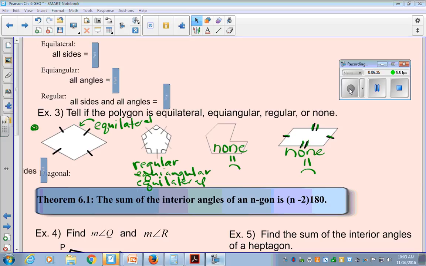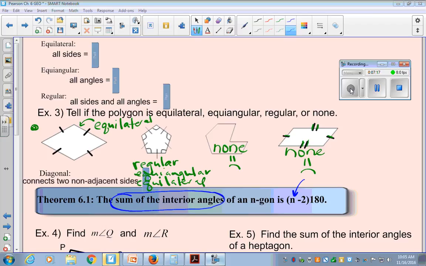So a diagonal, just put it in a place where it doesn't, like in the blues. There we go. Connect two non-adjacent sides. So a diagonal goes through the center from one side to the other, non-adjacent sides. So theorem 6.1 says the sum of all the interior angles is different for each, depending upon how many sides you have. So you take the number of sides, n, you subtract 2. So let's think about this for a triangle. If I have 3, I minus 2, and then I multiply that by 180, what do we get? 180. So are the sum of the interior angles in a triangle 180?